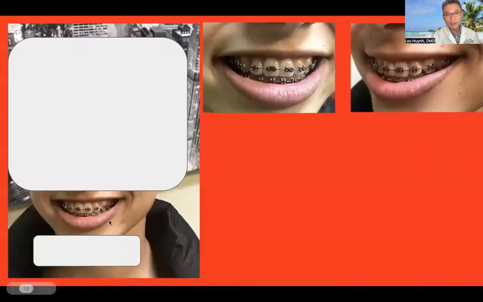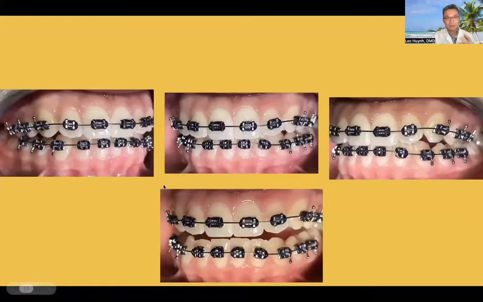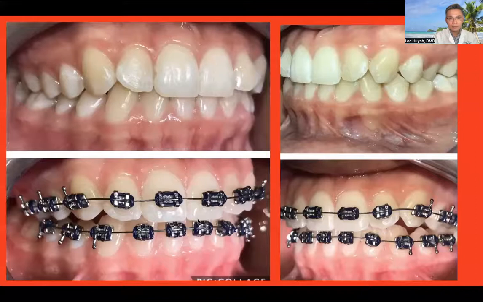You can see the smile is much more prominent, aesthetically improved right away. Once you put brackets on, you can see the misalignment of the teeth and the occlusion, and that's where you see the minor case, which cannot be seen unless you put brackets on.